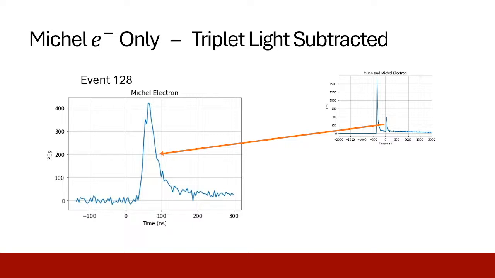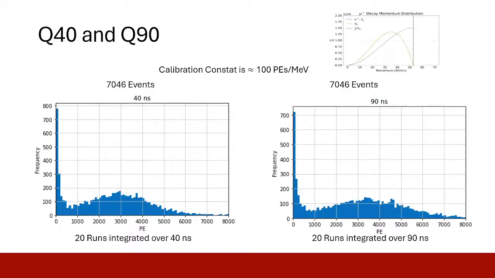Doing this, I then integrated over 40 nanoseconds and 90 nanoseconds to just get 2 baselines for how I was going to be doing my integration, which then produced these plots. So this one right here is the 40 nanoseconds, this is the 90 nanoseconds, and unfortunately, as you can see, they don't follow what we expected nicely. So that was something that we were a little concerned about, and we didn't know what was going on.